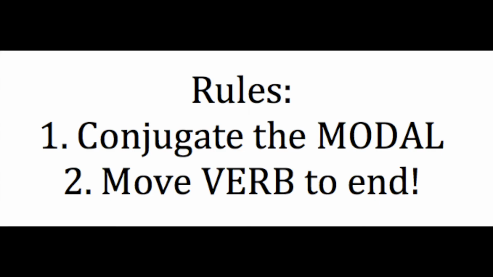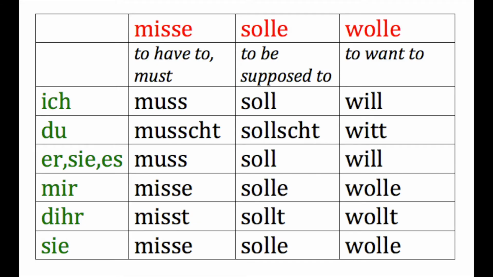And then in the last video, we also went over what the rules for modals are. And again, those are number 1, conjugate the modal, and number 2, move the verb to the end. That was the tricky part. And I've said, rule number 1 is important too because modals don't follow normal conjugation patterns. So last time we had 3 modals. Here are the last 3 modals that we're going to be covering. And I have them conjugated out just like I did the last time.